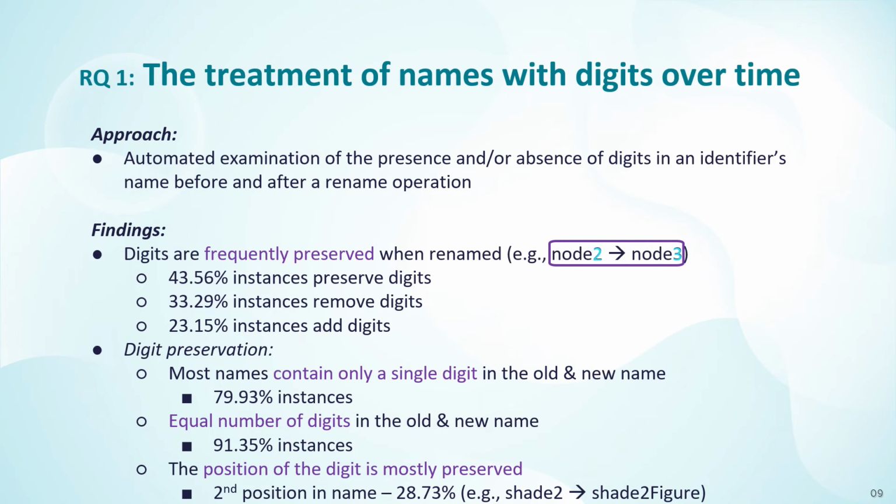And finally, the position in which the digit appears in the name is usually preserved, and that position is usually the second token in the name. This can be seen in the last example at the bottom of the screen, where shade2 is renamed to shade2Figure. In both instances, the number 2 is the second token in the name.